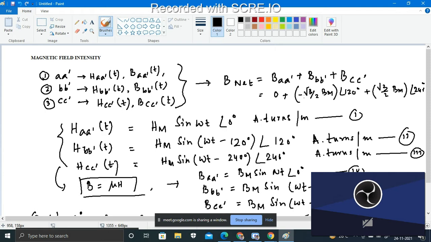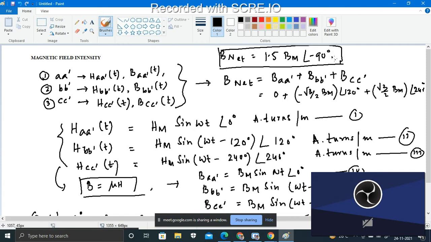So from there we have to find out the total value. What will be my B net? Actually the value of B net will come 1.5 Bm at an angle minus 90 degree. So how will it look? We will elaborate these things now.